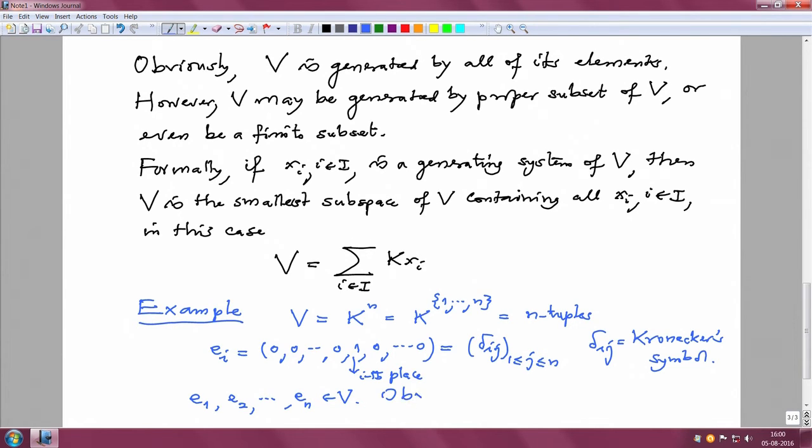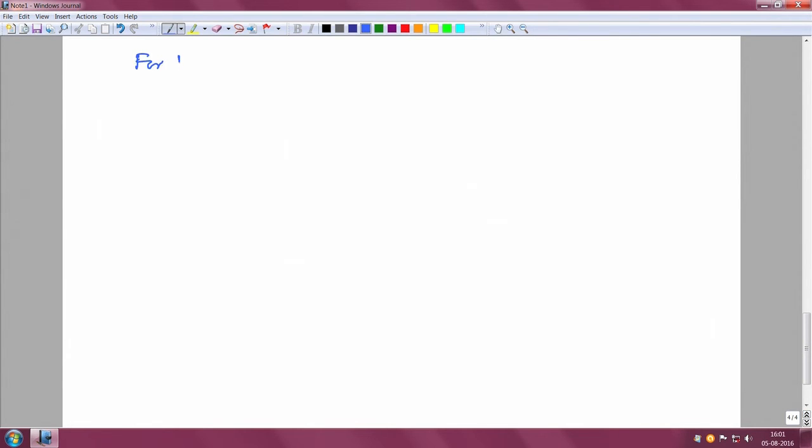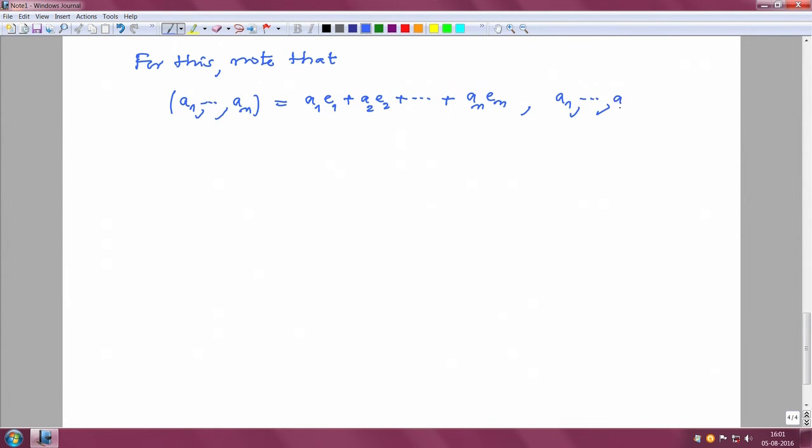Obviously, V is generated by e_1 to e_n. So, we need only to check that every element of V is a linear combination of e_1 to e_n. That will mean that V is the smallest subspace which contains all these vectors. So for this, note that any tuple (a_1, ..., a_n) is the same as a_1 e_1 plus a_2 e_2 plus up to a_n e_n, where these a_1 to a_n are elements in the field.